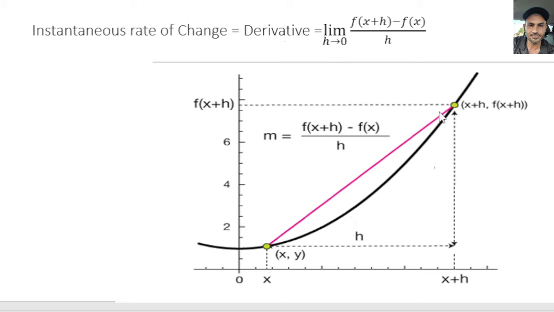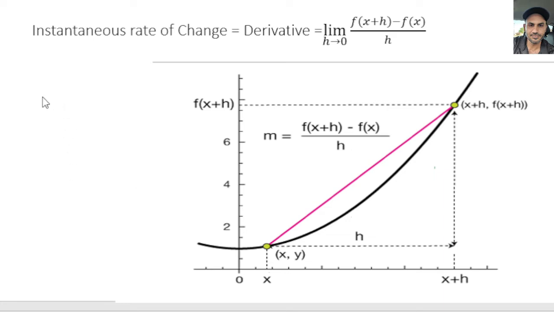If we look at this diagram, we see a curve and these 2 points. This is our interval, and the slope of the line connecting the points represents the average rate of change over this interval, that is, between x and x plus h. The length of the interval is h, so the distance from this point to this point is h units. Let's write down the slope of this line first.